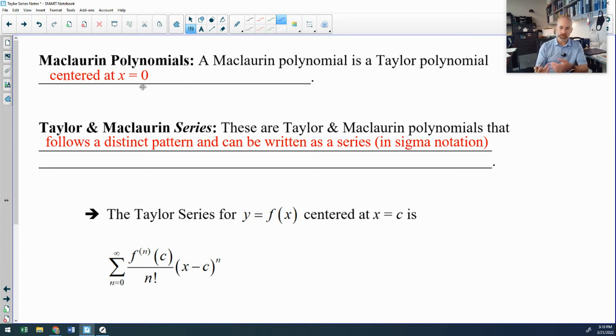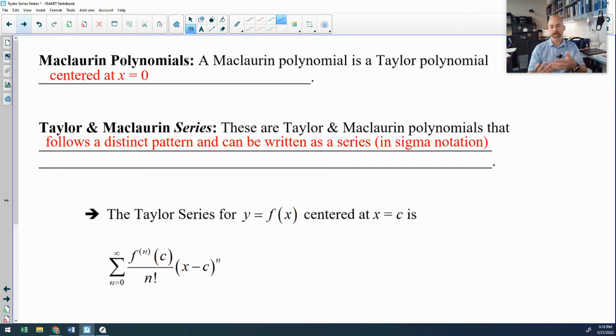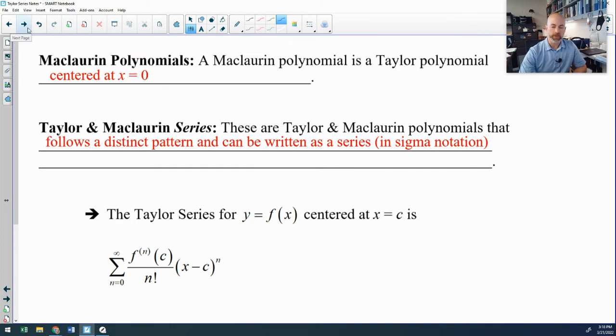And a Taylor or a Maclaurin series, notice I'm changing from the word polynomial to series, those are polynomials that do follow a very distinct pattern and can end up being written in sigma notation like this. Some polynomials, while you can expand them, the pattern is a little bit more difficult to follow, and you may not be able to easily find a pattern to write it as a series, but that's what a series would be. And you'll notice it's the same formula. It's the nth derivative at c over n factorial times x minus c to the n, and we'll just put that inside a sigma, inside the series notation for a Taylor or a Maclaurin series, depending on what the value of c is.